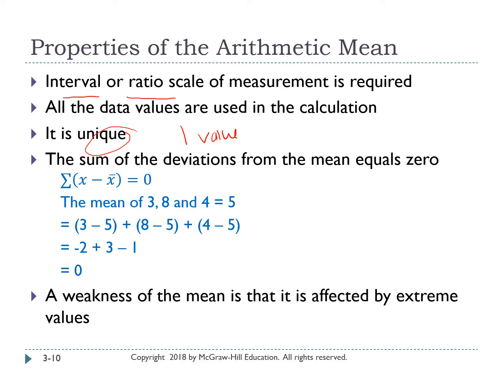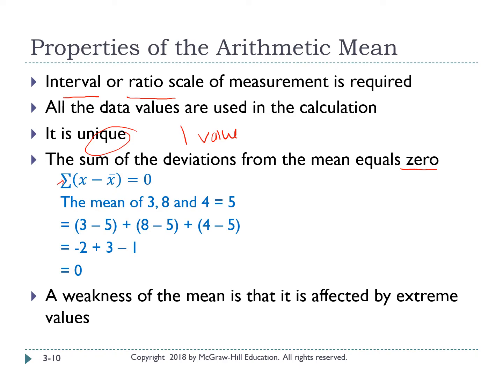So the next one, the sum of the deviations from the mean should equal 0. In statistics, we will write it as the summation of x minus the mean. So the sum of the deviations from the mean, your deviations of observations from your mean, should equal 0.